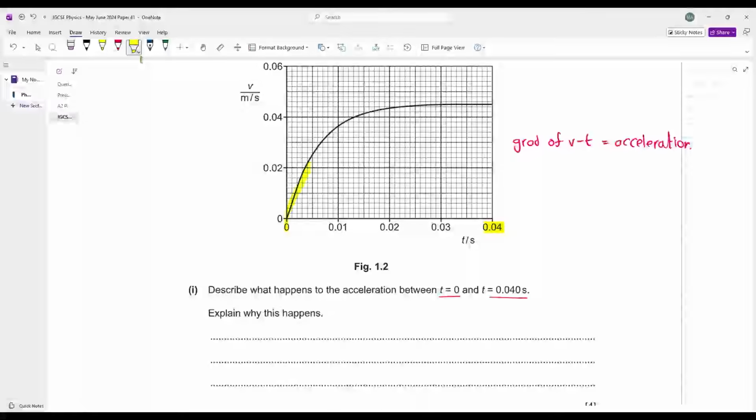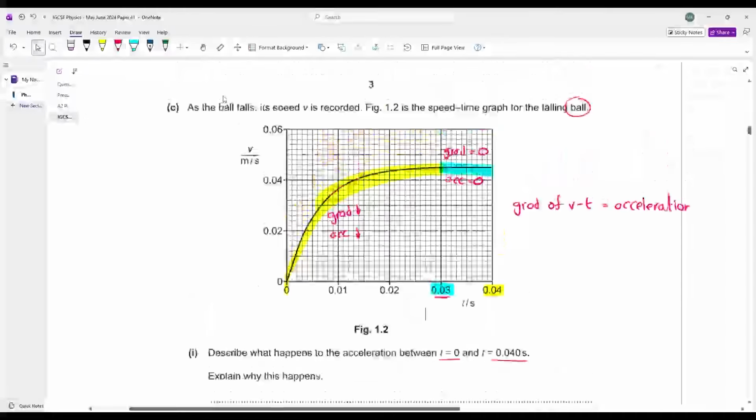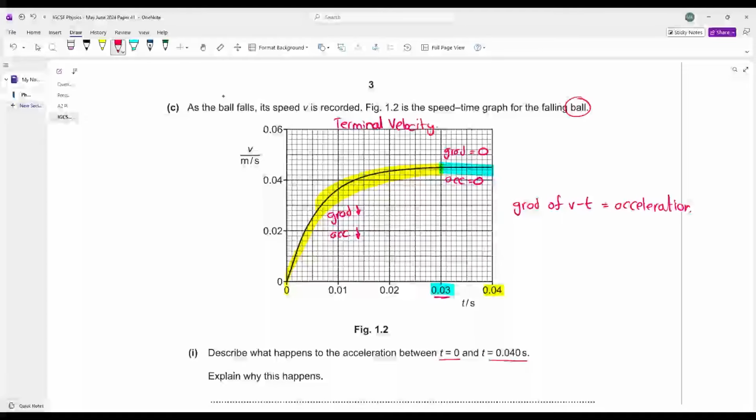If you realize, in this yellow highlighted region, what is happening to the gradient? The gradient is decreasing. That means the acceleration is decreasing. Then in this blue region, after time t equal to 0.03 second, your gradient is 0. Your acceleration will become 0. So how will you describe this process? This is a basic graph of terminal velocity.